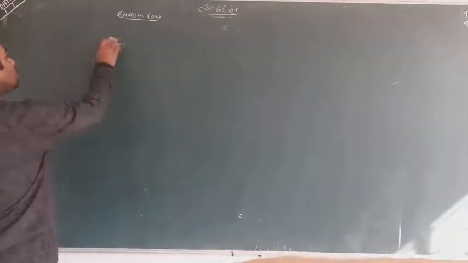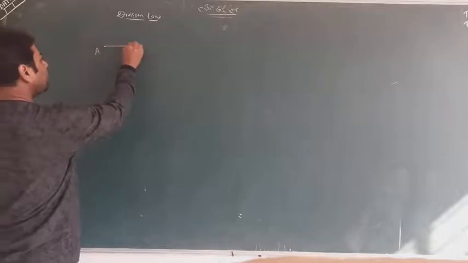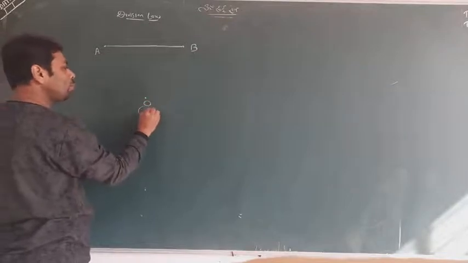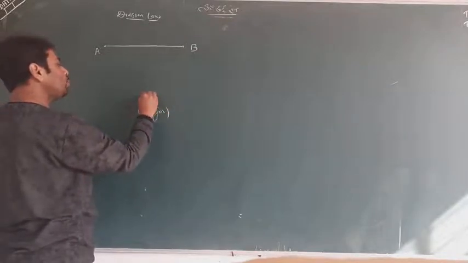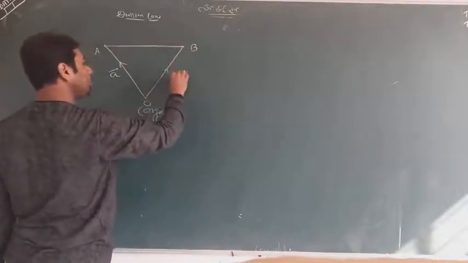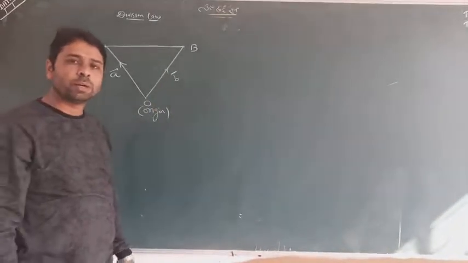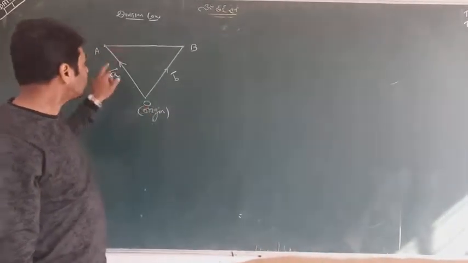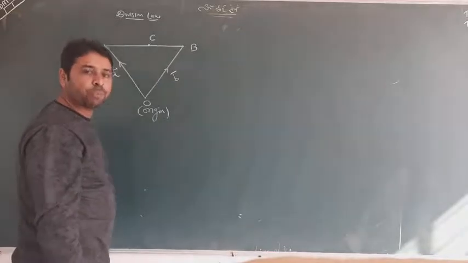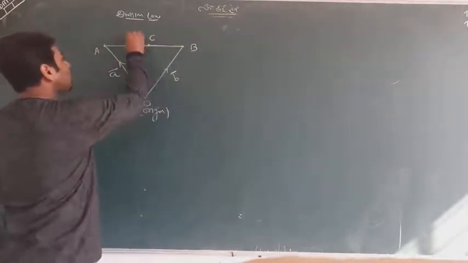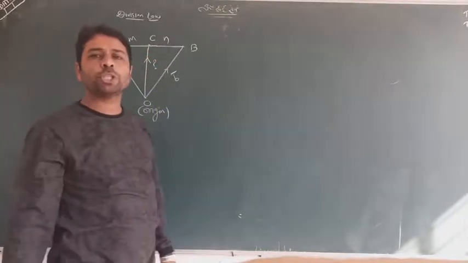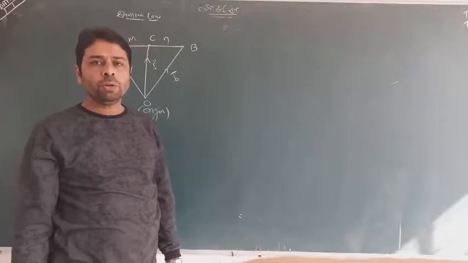Look at this. Suppose we have A as any point, and suppose B is any other point, and O is the origin. Suppose the position vector of A is a and the position vector of B is b. You know, position vector is always given with respect to the origin, so OA is a, OB is b. Suppose there is any point C between A and B which divides AB internally in some ratio m is to n. We want to find the position vector of C. This is the division law.